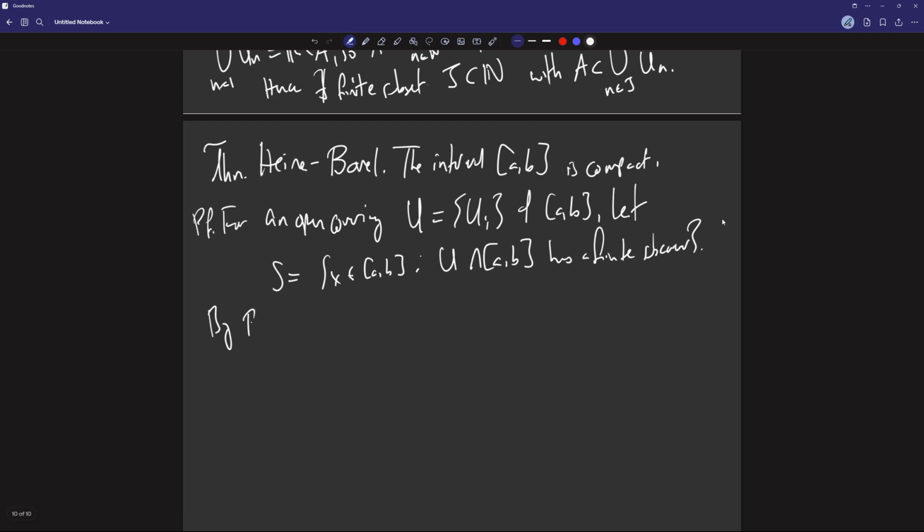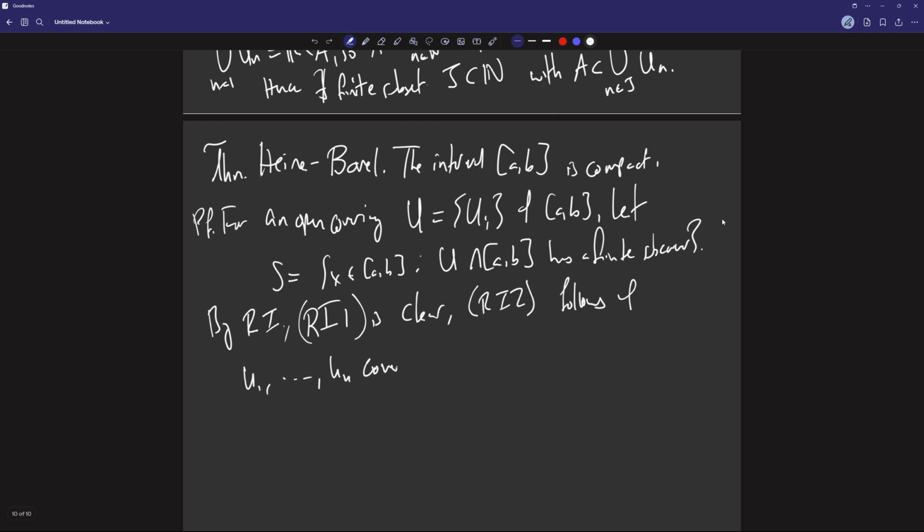And then by real induction, RI1 is clear. RI2 follows if U1, through UN covers a to x, then some Ui contains x to x plus delta for some delta greater than 0.